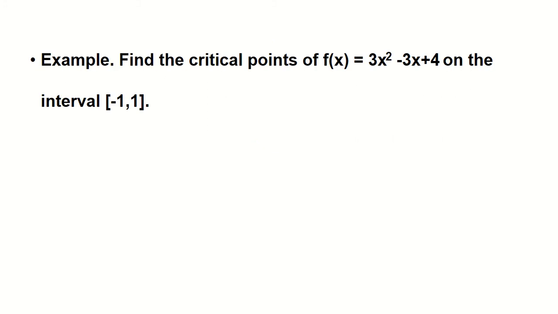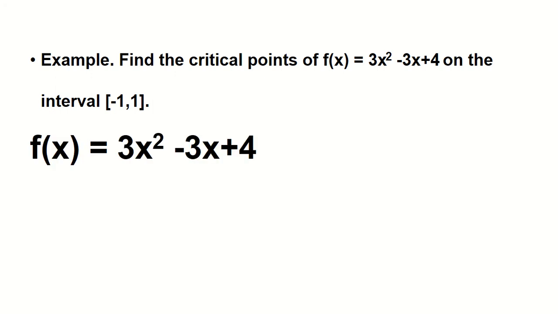Example, find the critical points of f of x equals 3x squared minus 3x plus 4 on the closed interval negative 1 to 1. So first step is you have to find the derivative. The derivative of 3x squared is, multiply natin ang 2 sa 3, that is 6. Then 2 minus 1, that is, of course, 1. So that is 6x. And then negative 3x, the derivative is negative 3. So the derivative is 6x minus 3.